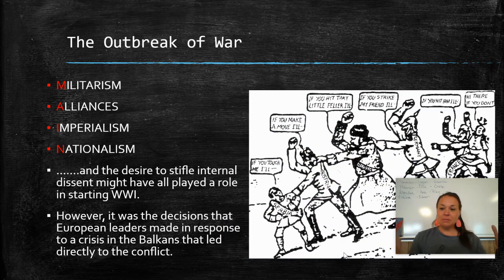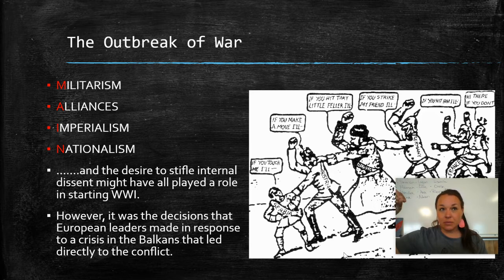So MAIN: militarism, alliances, imperialism, and nationalism. These are really the main causes of World War I. Everyone is sitting on go. That's the biggest thing that I want you to understand. A lot of times, if you were to grab somebody off the street that has at least some sense about them and ask, hey, why did World War I start? The textbook answer is usually going to be, well, that guy got assassinated. And that is definitely the spark that led to World War I.